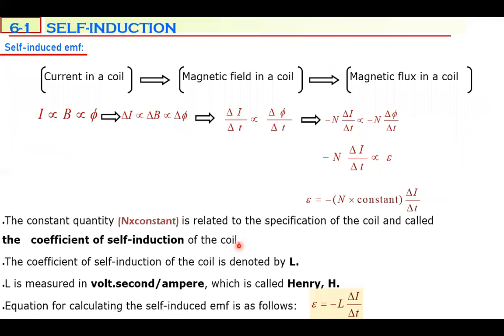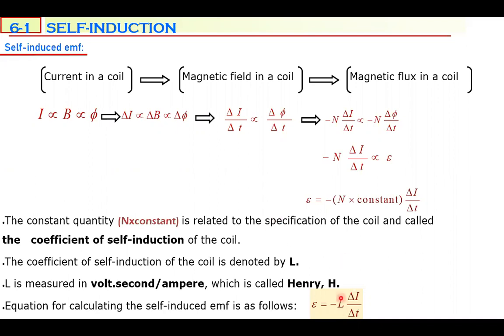And there is an equation for self-induced EMF. There is a proof of the equation, but that proof is up to you. The final equation is very similar to Faraday's law. In Faraday's law, we had delta phi over delta t, but in self-induction, we have delta I over delta t. So the electric current is changing in the coil with time. You are going to multiply this delta I over delta t by a constant. This constant is known as the coefficient of self-induction of the coil.